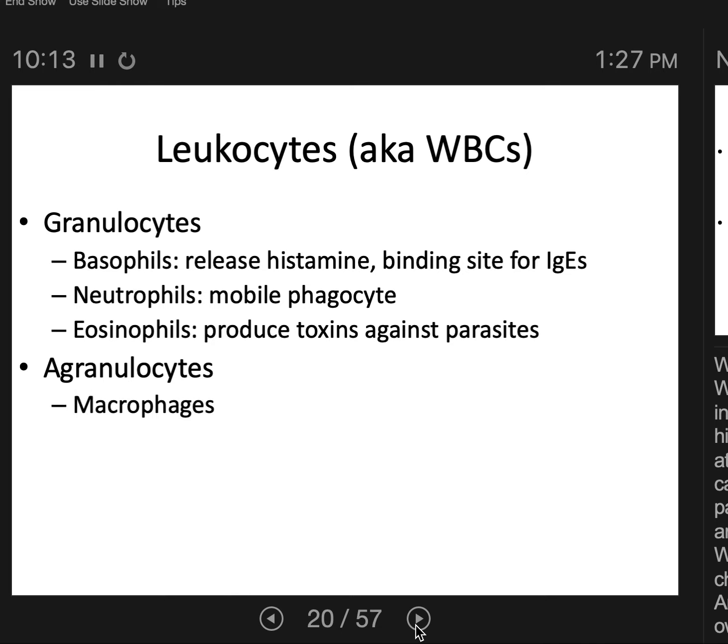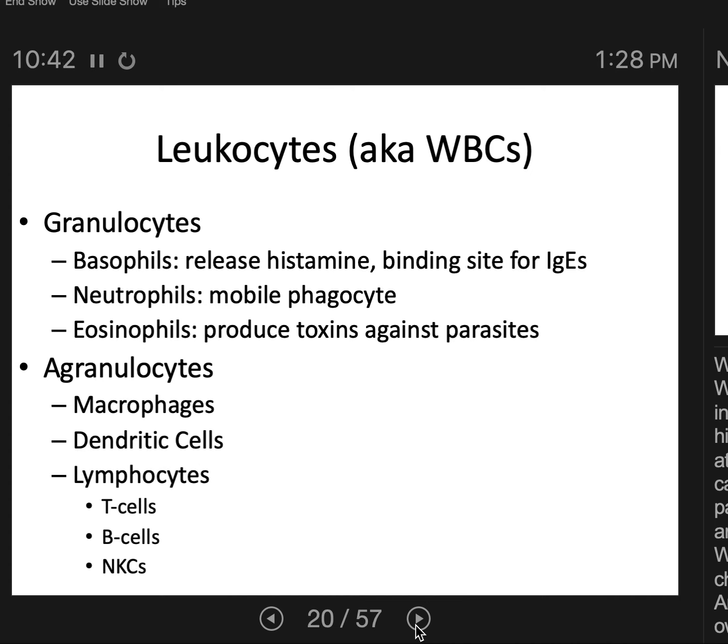Agranulocytes include macrophages. So all the granulocytes belong to the innate immune system, generalized response. Macrophages are an agranulocyte that's part of the innate immune system. And dendritic cells, these are part of the innate immune system. Macrophages and dendritic cells are antigen-presenting cells. That means they are phagocytes that can talk to helper T cells by displaying the heads of their enemies on their MHC class IIs. And then also all the lymphocytes. The lymphocytes are the T cells, the B cells, the natural killer cells. Okay? So that's how all these cells fit together.